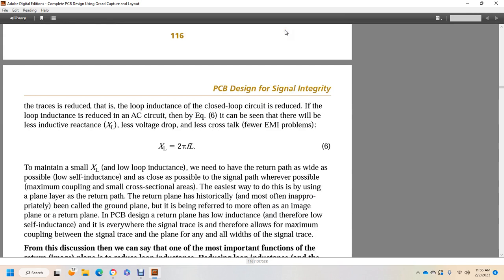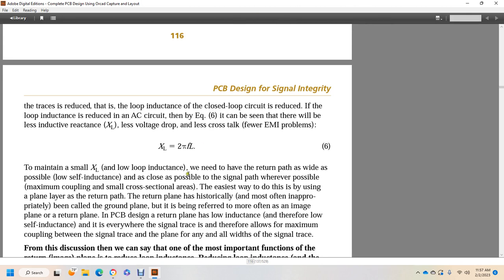To maintain small XL and low loop inductance, we need to have the return path with low self-inductance, as close as possible to the signal path whenever possible, with a small cross-sectional area. An easy way to do this is using a plane layer for the return path. The return path has historically, and most appropriately, been called the ground plane, but is more often referred to as the image plane or a return plane.